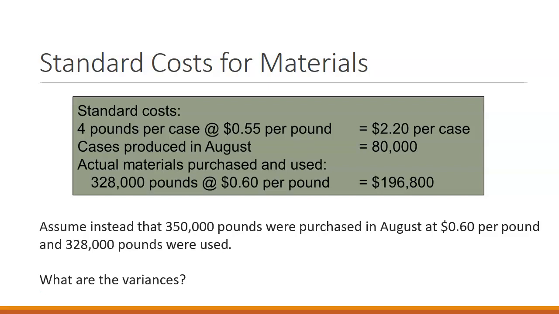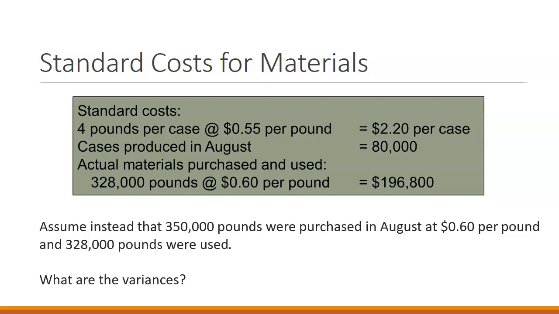So we're going to look at our standard costs. So the standard cost for materials. Again, we're continuing with the information from chapter 16 in chapter 17. So we already had a lot of this information. We have 4 pounds per case at 55 cents per pound. We have 80,000 that we sold in August. And then our actual materials purchased and used were 328,000 pounds.